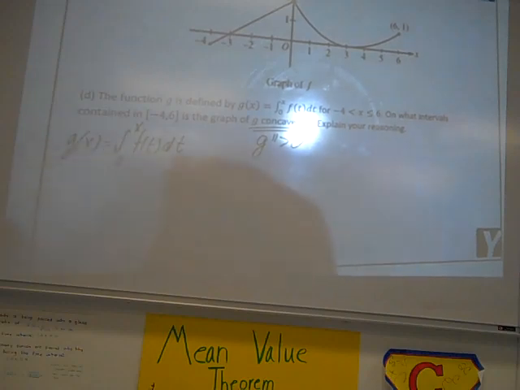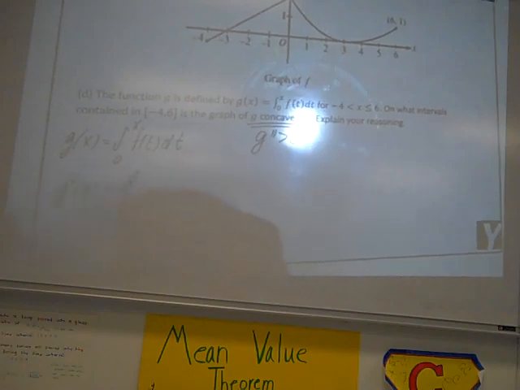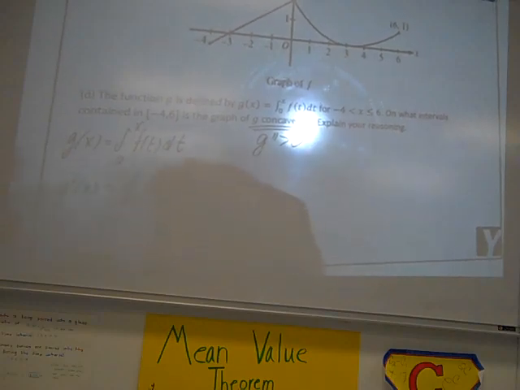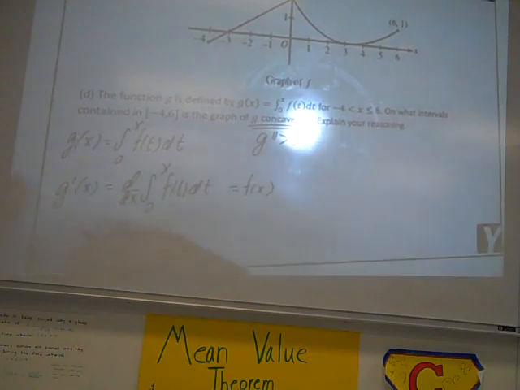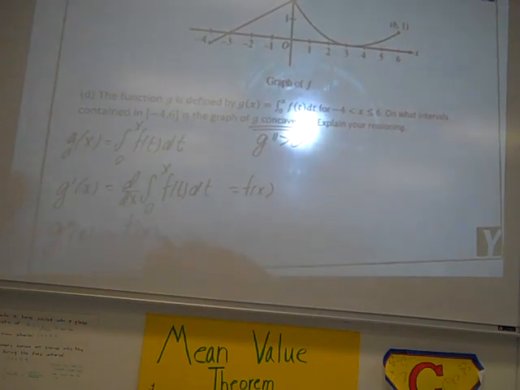I have a function over here defined by an integral. I want to get to the second derivative, so I take the first derivative. We saw this in the last problem. The derivative of the integral of a function starting at a constant, ending at a variable, is simply f of x. I need to get to g double prime, so I take another derivative, and I get f prime.